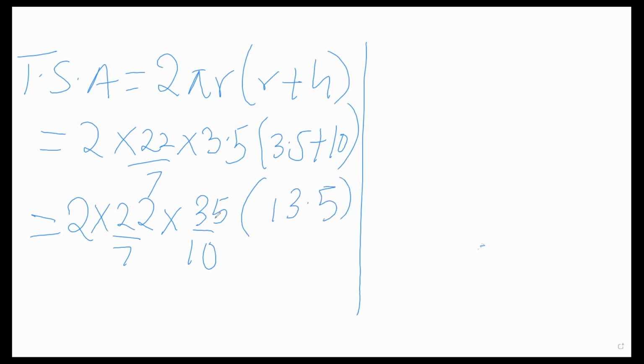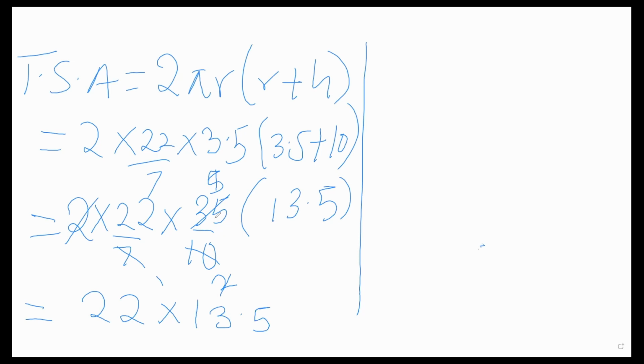Now we can cancel out some things here. Now 7 here: 7 can go in 35 is 5. 5 here: 5 can go in 10 is 2. 2 can also cancel 2 down here. So at the end of the day, we are going to be having the area to be 22 multiplied by 13.5.